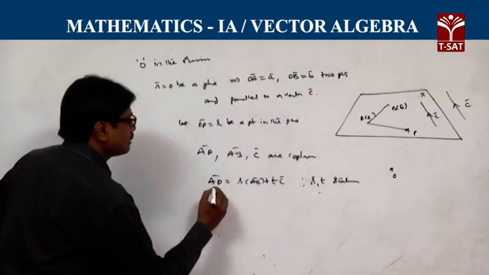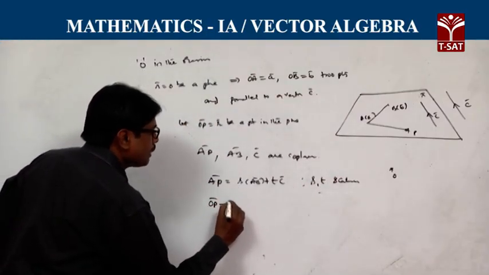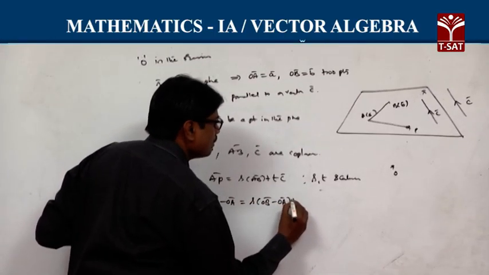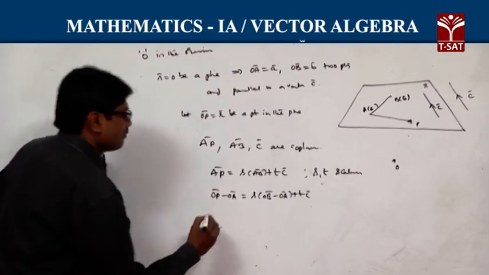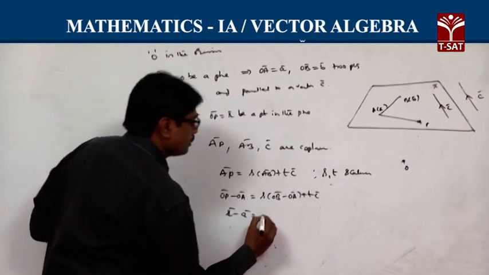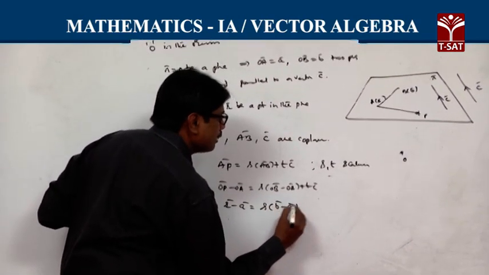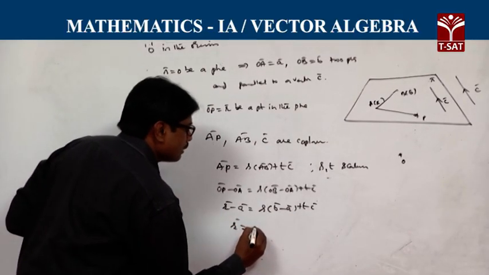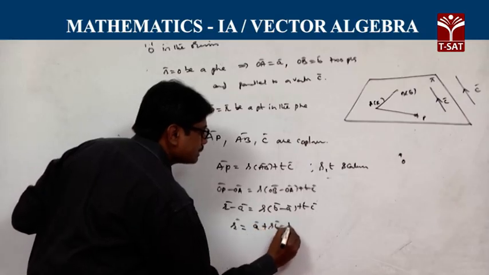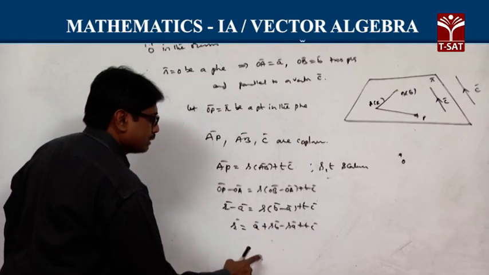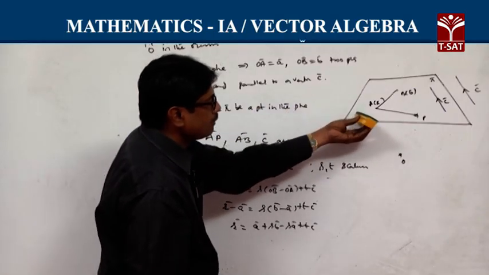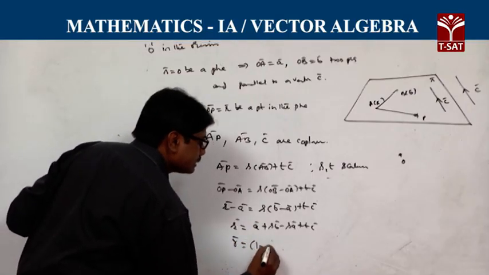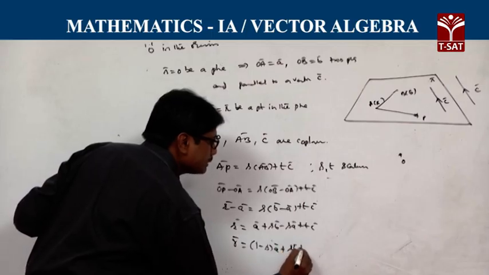On expanding we noticed that OP bar minus OA bar is equal to S times of OB bar minus OA bar plus T times C bar. Further it will be R bar minus A bar is equal to S times of B bar minus A bar plus T C bar, or it can be written as R bar is equal to A bar plus S B bar minus S A bar plus T C bar. Therefore, the equation of the plane passing through two vector points A bar, B bar and parallel to C bar is R bar is equal to (1 minus S) A bar plus S B bar plus T C bar.